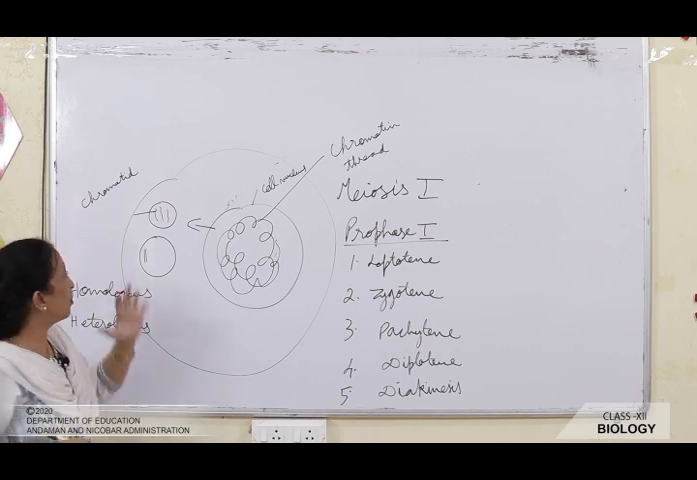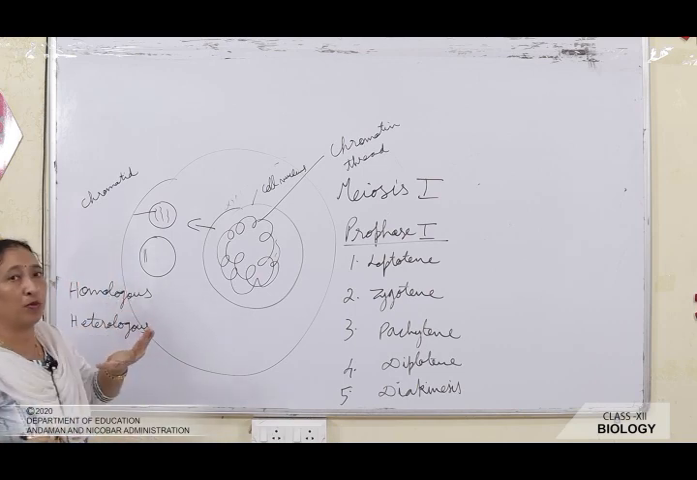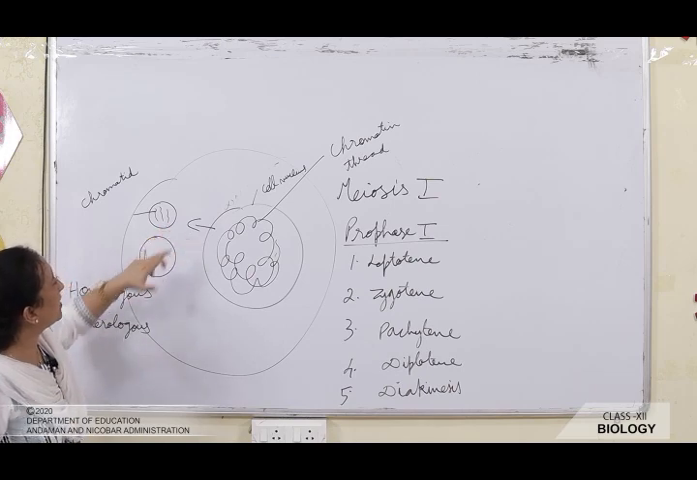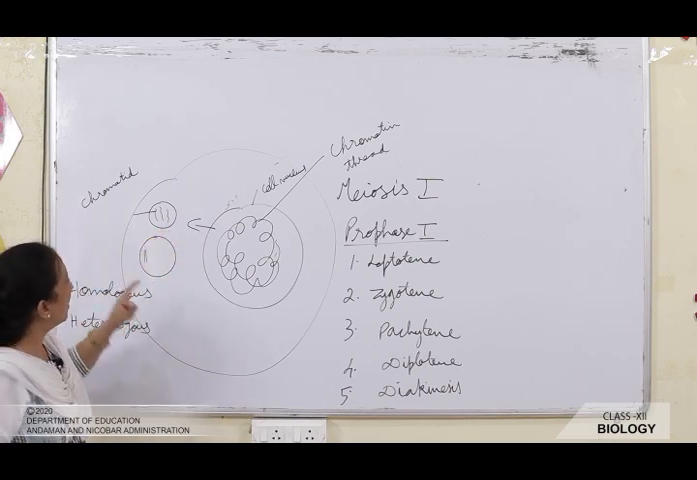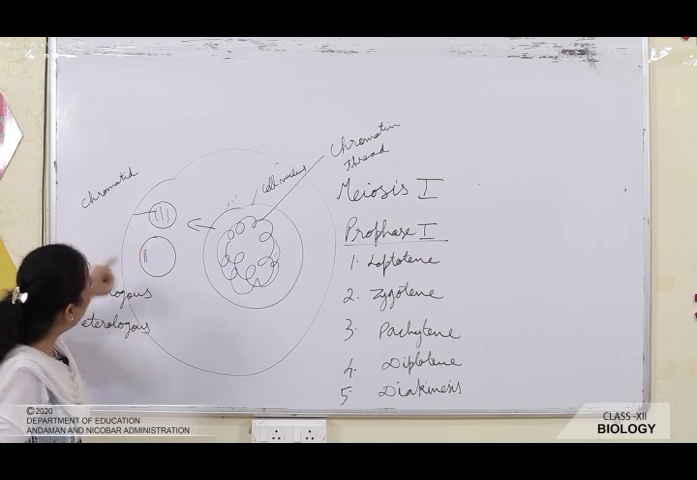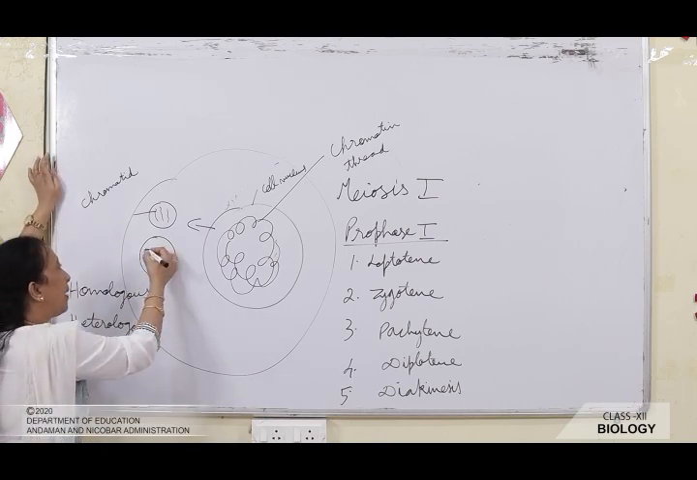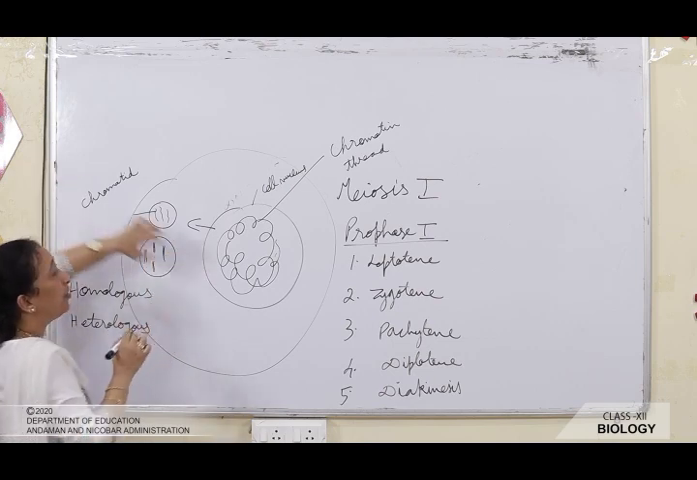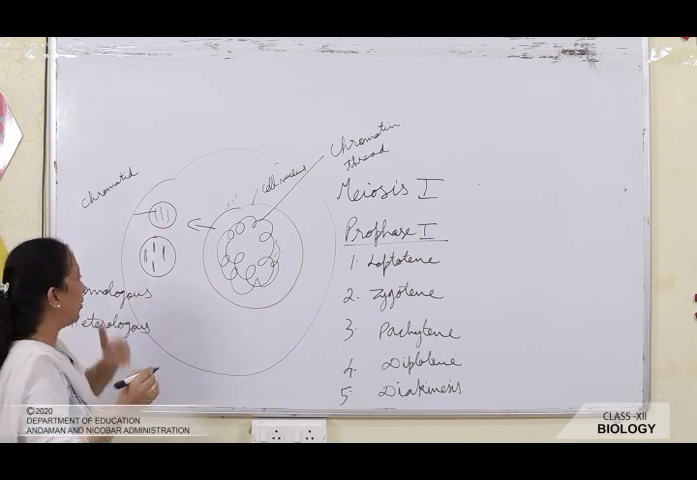Two types of chromosomes: homologous chromosomes and heterologous chromosomes. When the pairing takes place, in the next stage after the leptotene stage, the zygotene stage, these two will come and lie side by side, that is, the homologous chromosomes will come and lie side by side. Everywhere this pairing will take place during the zygotene stage.